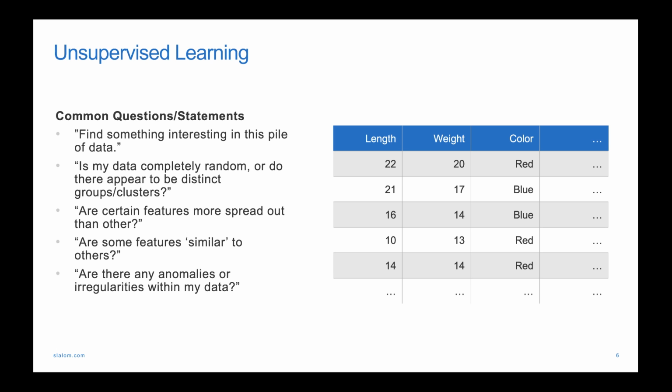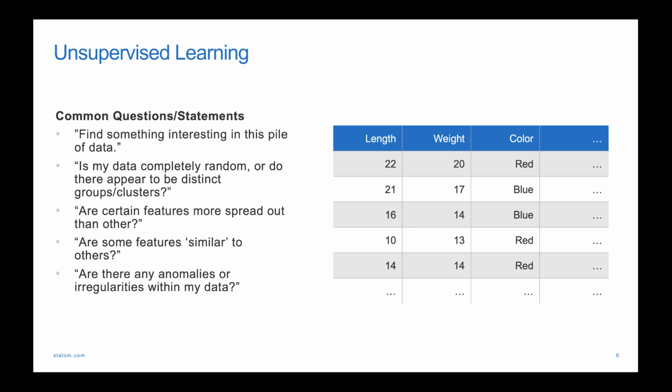And I brought this up again because as data scientists, or as people that want to get into machine learning, you need to be able to identify when a client or a business or just anybody in a company, what sort of problem do they have? These are some common questions and statements that might lead you to think unsupervised learning.